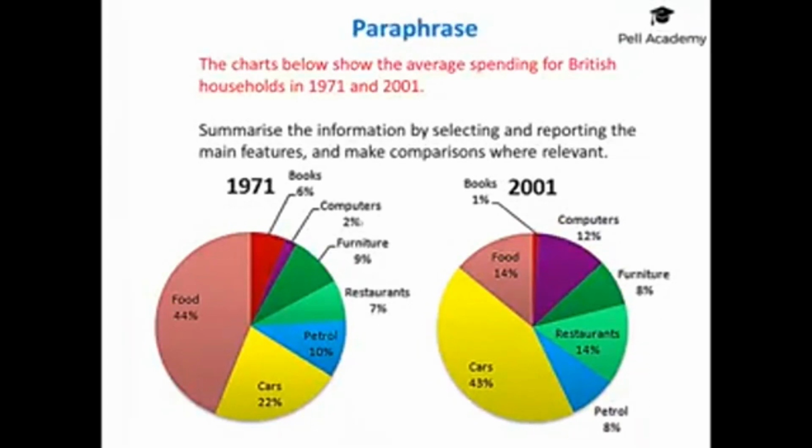So, as always, you're going to paraphrase the question first. So here in red we have the charts below show the average spending for British households in 1971 and 2001. Last week we did a lot of work on the years, so be careful with that this week. So it'll just be the pie charts illustrate the average amount spent by households in Britain for 1971 and 2001, something like that. So obviously it's not going to be exactly those words. It doesn't have to be exactly any words, just as long as you're not copying the question completely.